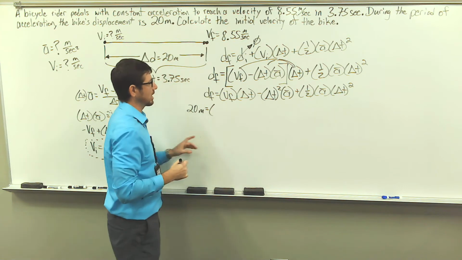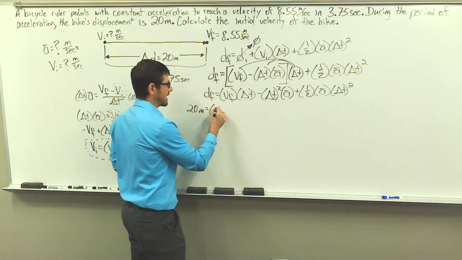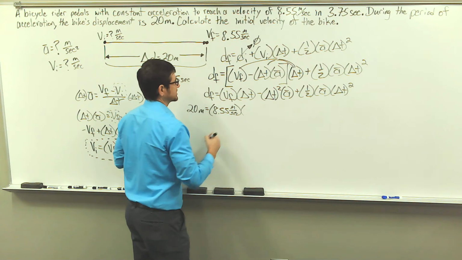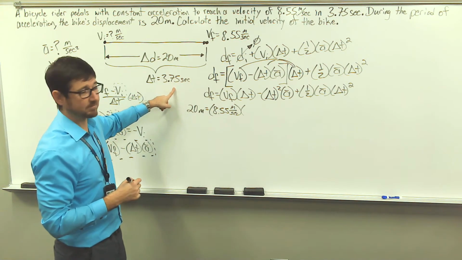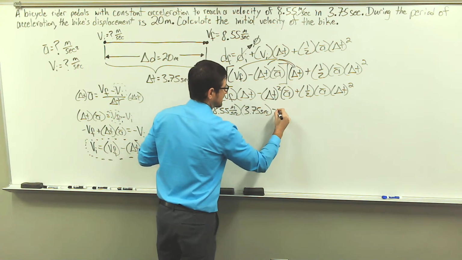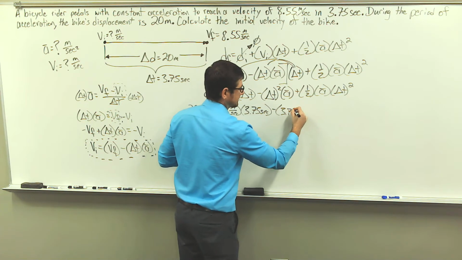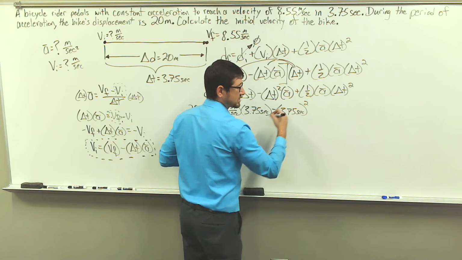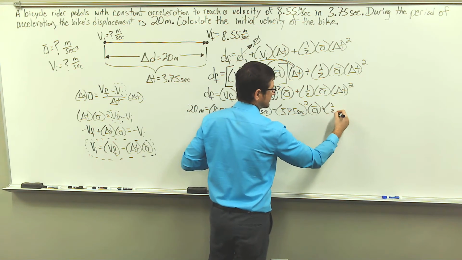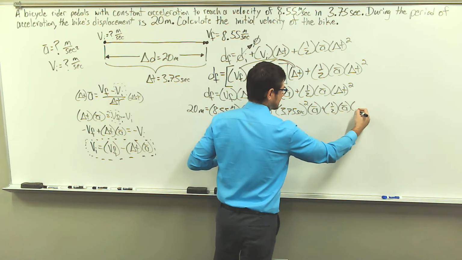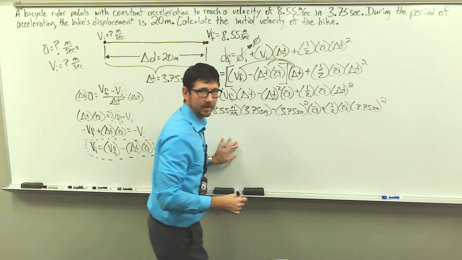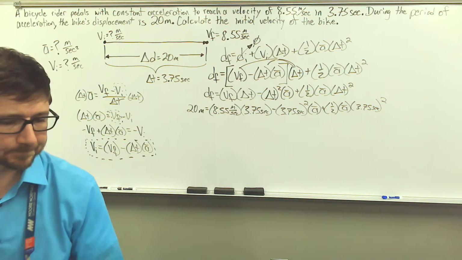This is equal to our final velocity, 8.55 meters per second, times our time interval of 3.75 seconds, minus 3.75 seconds. We're going to square that, times acceleration, plus 1/2 times acceleration times 3.75 seconds squared. Okay, let's grab our calculator.